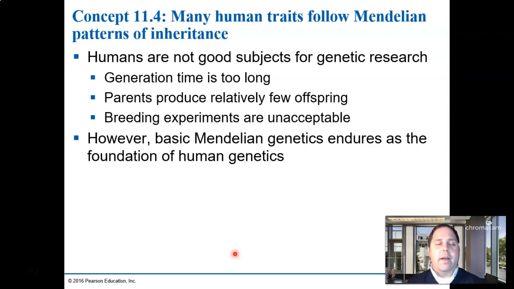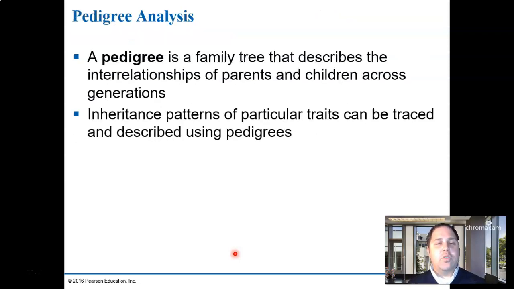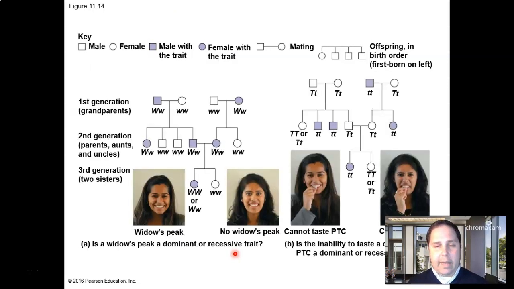So people don't use humans to study genetics and patterns of inheritance, but we will use Mendelian genetics and our understanding of genetics to study human groups and try to understand what's happening with those groups. And the tool we use for studying groups of humans is called a pedigree. A pedigree is a family tree that just has genotypes on it. And let's show you one here.